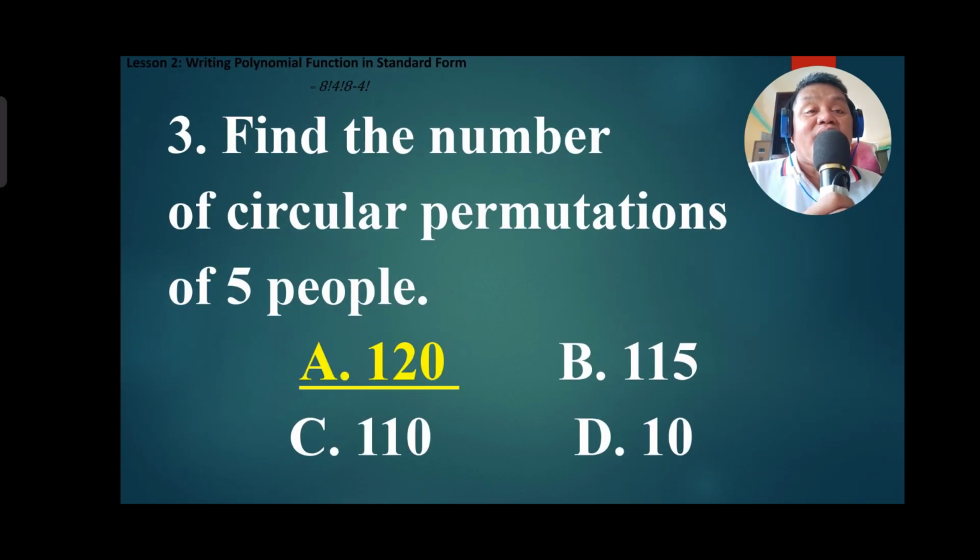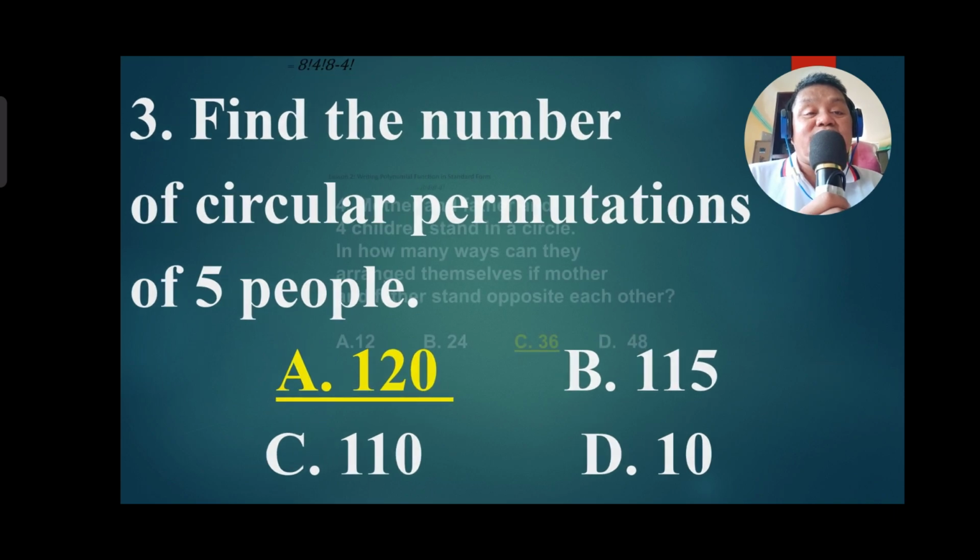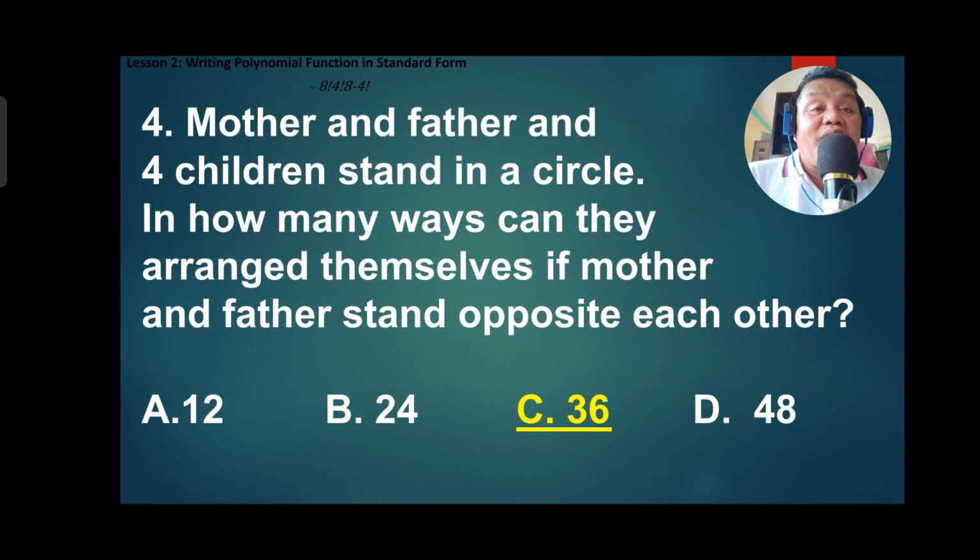Number 3. Find the number of circular permutations of 5 people. The answer is 120. Mother and father and 4 children stand in a circle. In how many ways can they arrange themselves if mother and father stand opposite each other? So the possible answer here is 36.